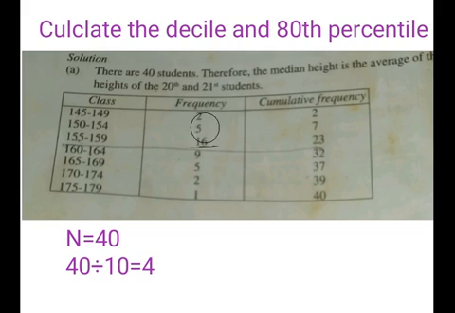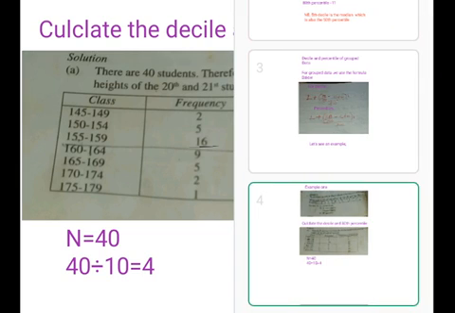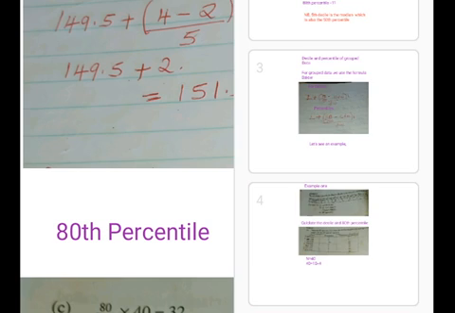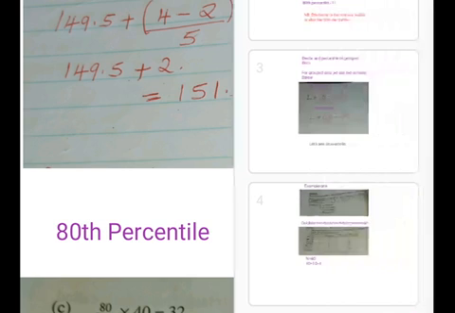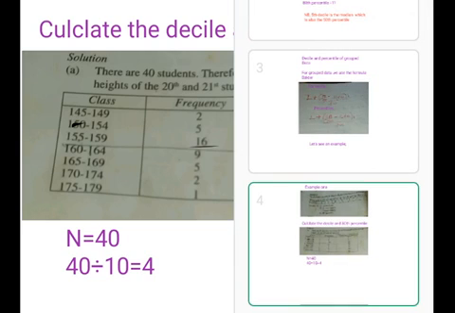The second class. So we are taking the lower class limit of that class, which will be 149.5. We looked at how to calculate the lower class limit. That is 150 minus 0.5. We get 149.5 plus the bracket of 4. That is the cumulative frequency: 40 over 10 is 4, minus the cumulative frequency above the class.